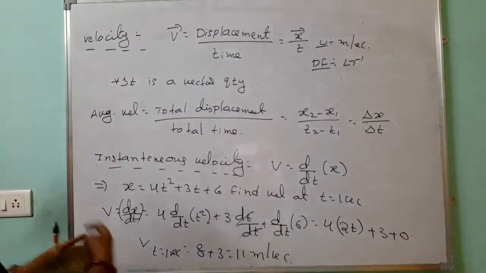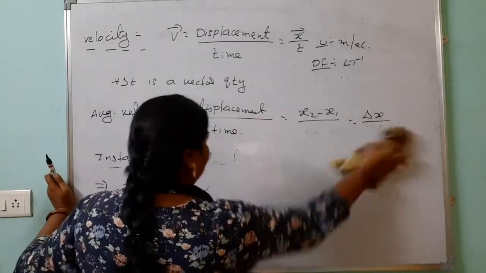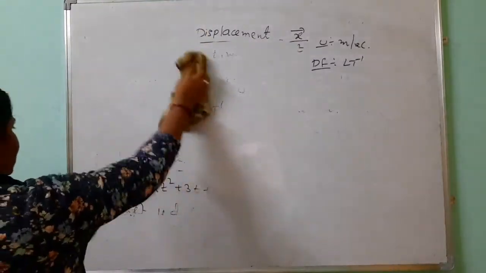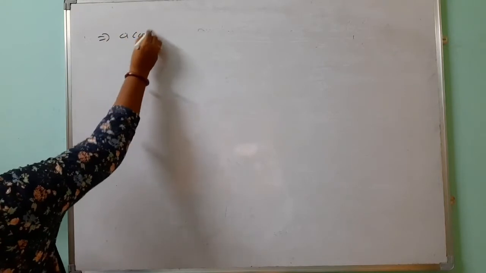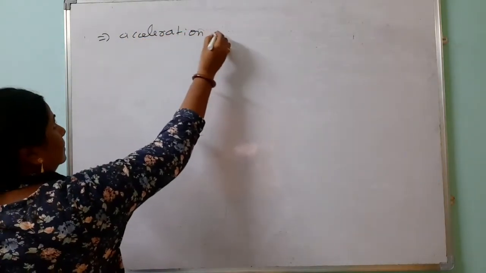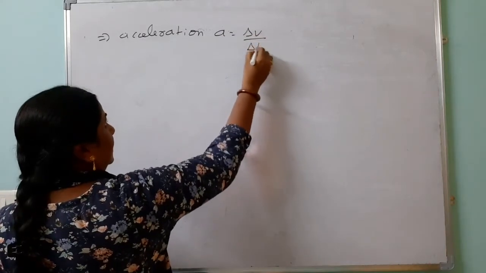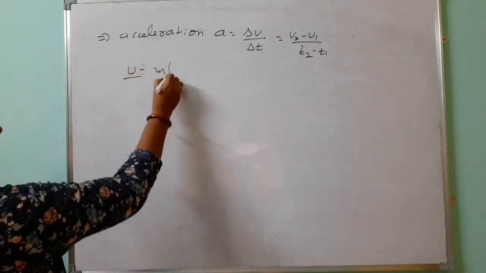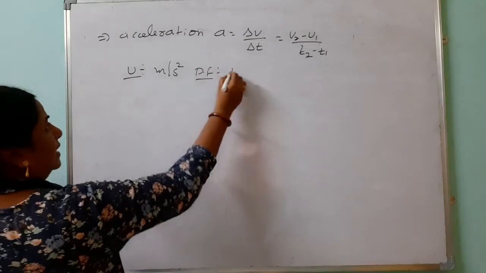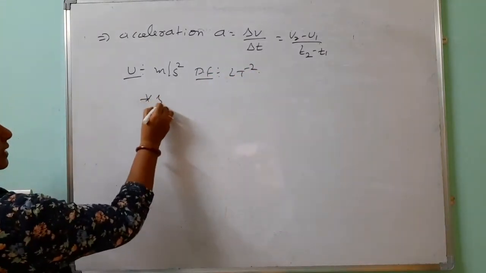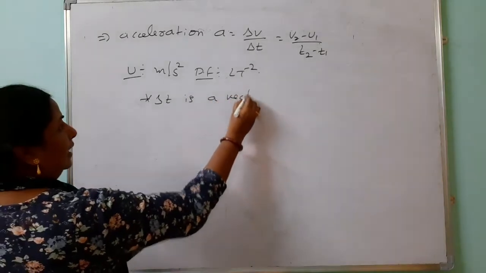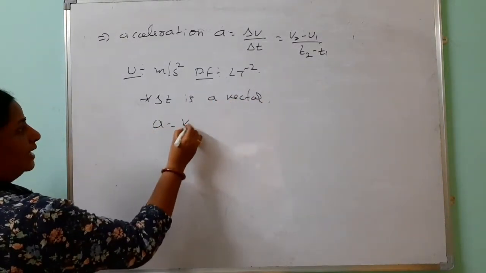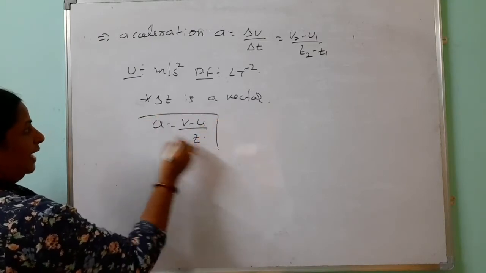Then our next topic is acceleration. What is acceleration? The rate of change of velocity is called acceleration. So simply we can say a equals dv by dt, or delta v by delta t. The unit is meter per second square. The dimensional formula is LT power minus 2. Remember that it is a vector. Also, final velocity minus initial velocity by time.